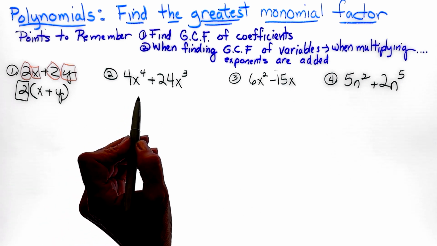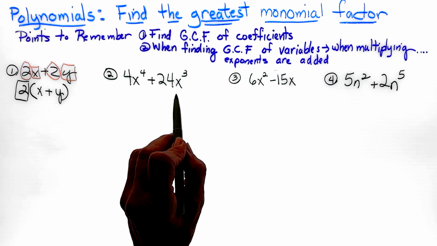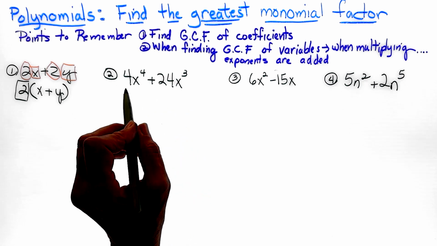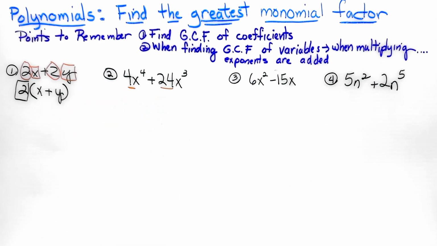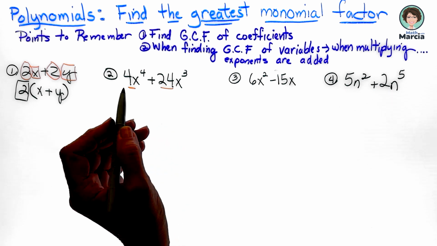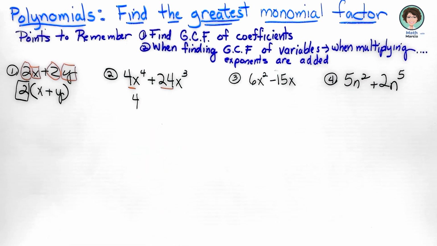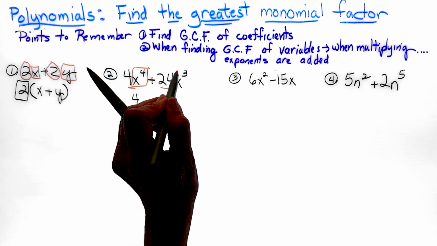For problem number 2, we have 4x to the fourth plus 24x cubed. Finding the greatest common factor, we are going to look at the coefficients. I know they're both even, so I could use a 2, but that's not the largest. I know that 4 goes into 24 evenly, so right now 4 is going to be part of my greatest monomial factor.